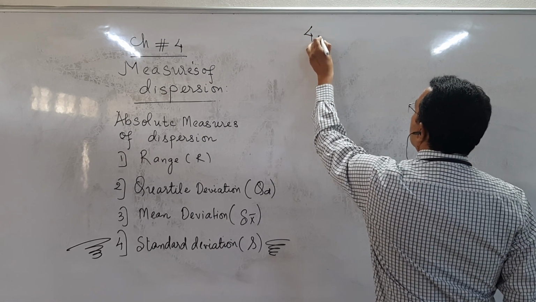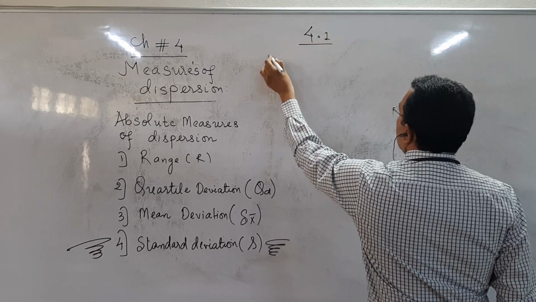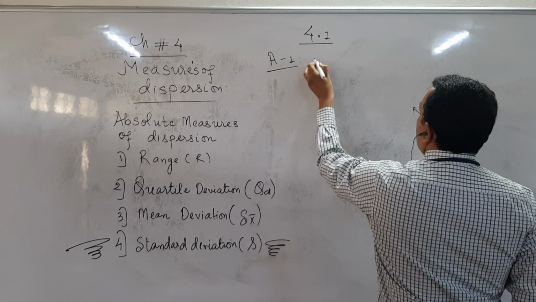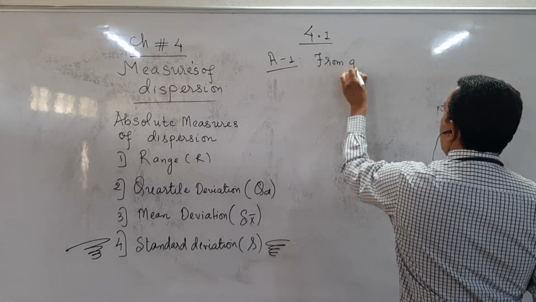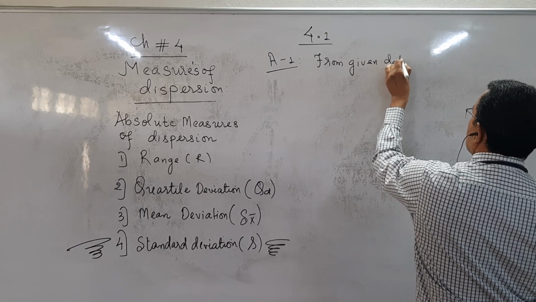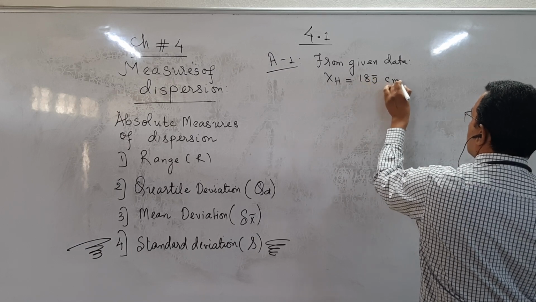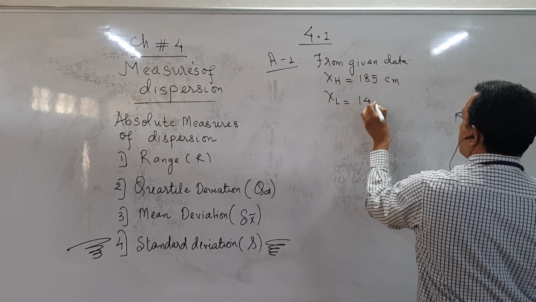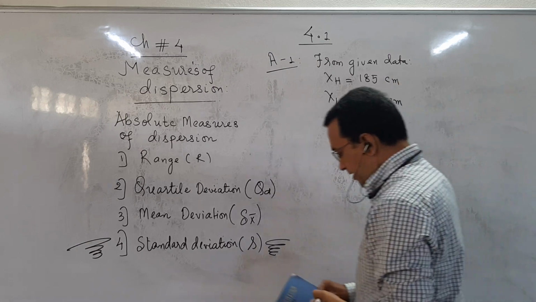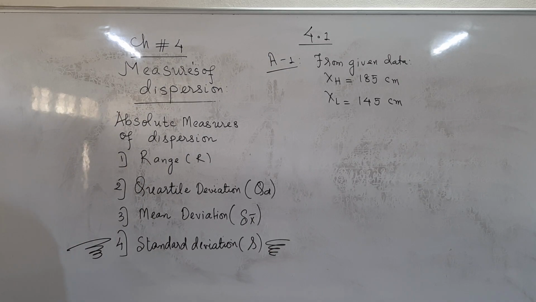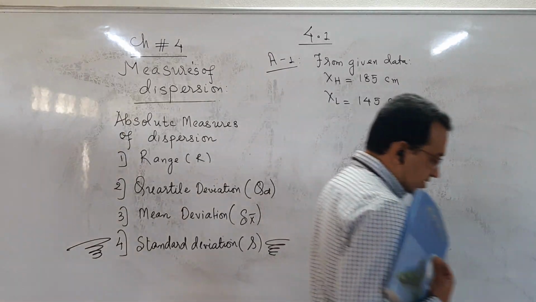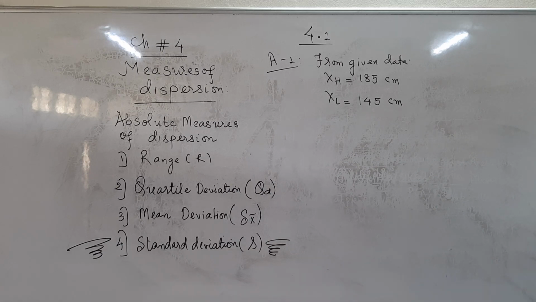So we start with exercise 4.1. Answer 1. From given data, of course, XH is 185 centimeter and XL is 145 centimeter. So, the first step in the algorithm to do the sum is to locate highest and lowest observation.